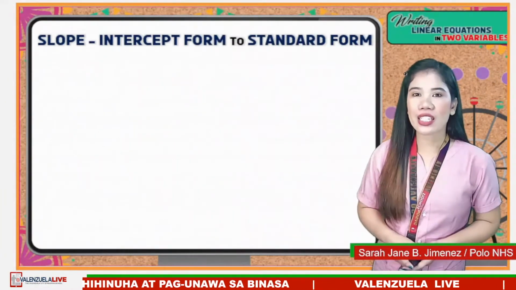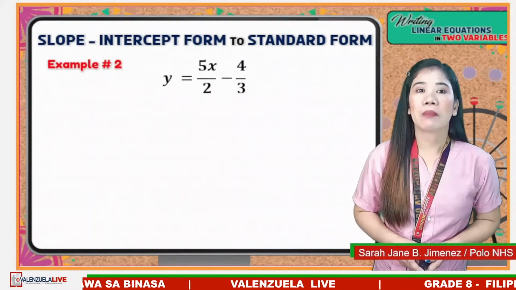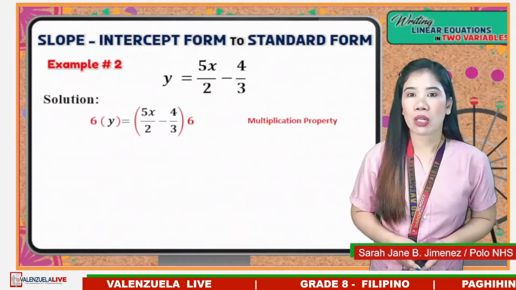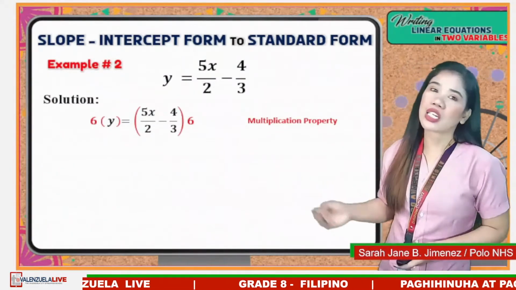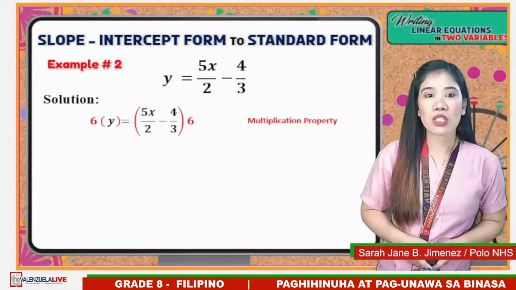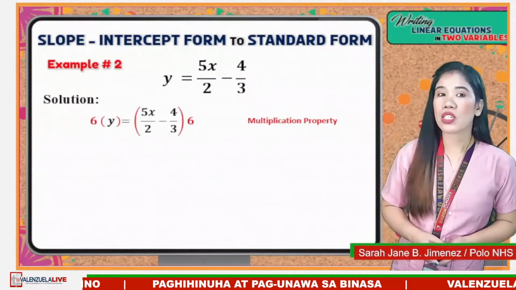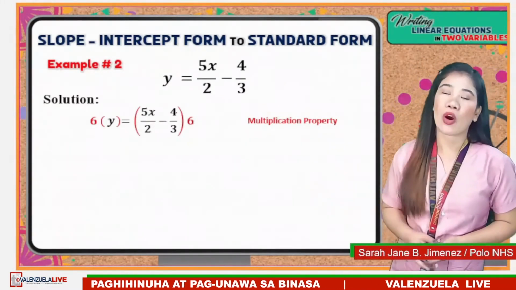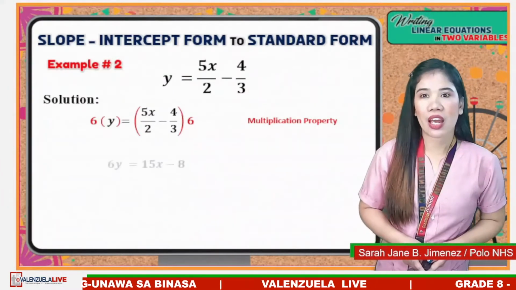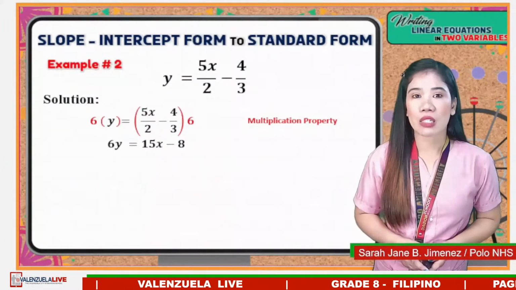For the next example, write y is equal to 5 over 2x minus 4 over 3 in standard form ax plus by equals c. As we can see, there are denominators in the right side. To eliminate them, we must use multiplication property. We are going to multiply both sides of the equation by the LCM or least common multiple of 2 and 3, which is 6. Thus, we now have 6y is equal to 15x minus 8.